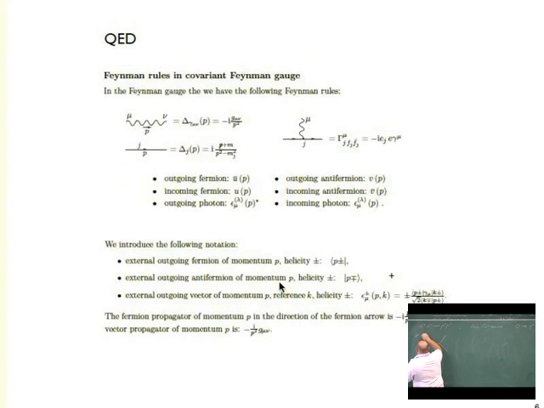The electron, the positron, the muon minus, the muon plus. The momenta are all outgoing, and I label these particles by 1, 2, 3, and 4, with momentum conservation.